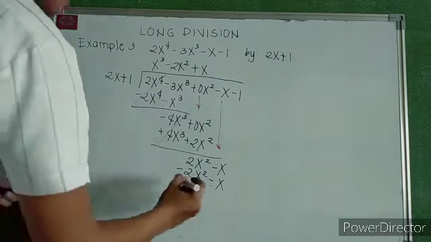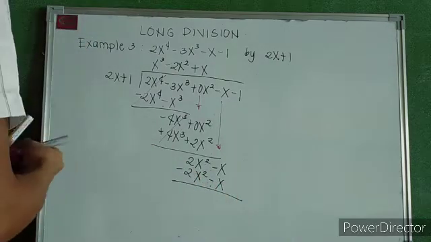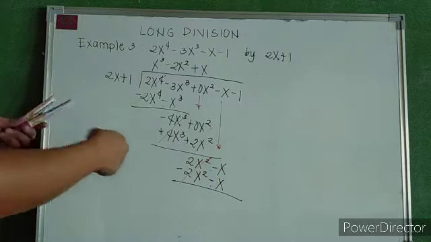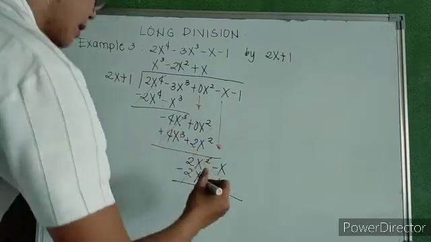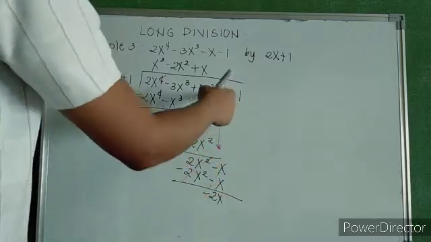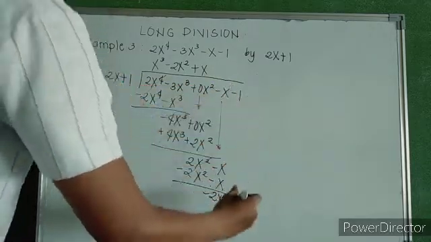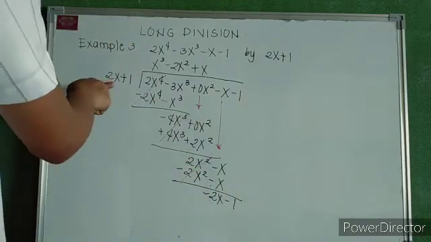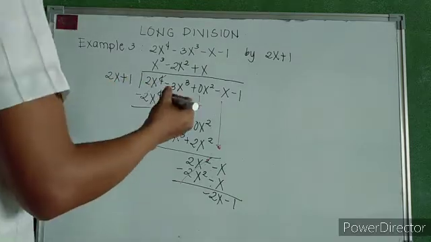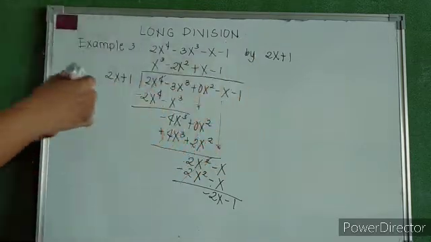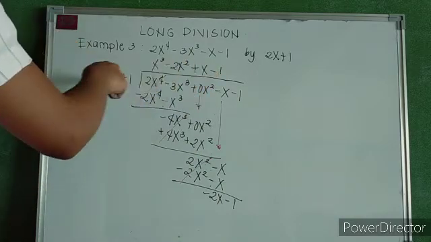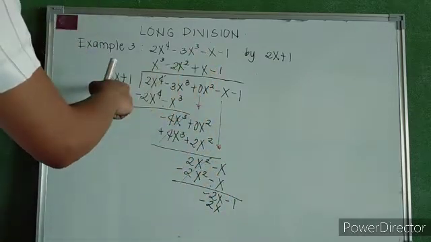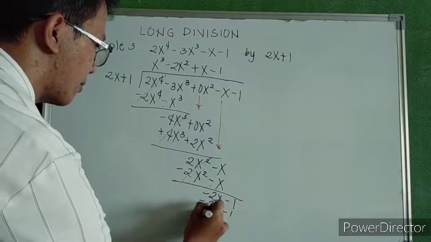So we have yung 2x squared minus 2x squared, that is equal to 0. And then yung negative x natin minus positive x, that is negative 2x. So i-bring down lang natin yung ating constant term dito, that is negative 1. Okay. So yung negative 2x divided by 2x, that is equal to negative 1. Okay? So negative 1 times 2x, that is negative 2x. And then yung negative 1 natin times positive 1, that is negative 1 pa rin.